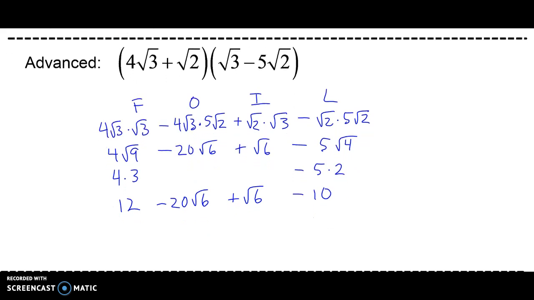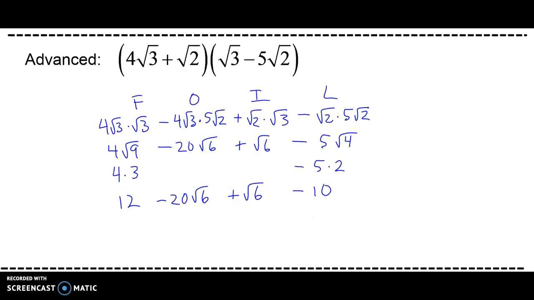When you're foiling out problems like this, it's kind of common to end up with like terms in funny places. Like you'll notice, not only do we have like terms in the middle, yeah, negative 20 root 6 plus root 6 is negative 19 root 6, but you've also got like terms at the front and the end. 12 minus 10 is 2. So keep your eyes open for like terms in funny places, but for the most part, even these advanced problems, you're just sort of foiling things out.